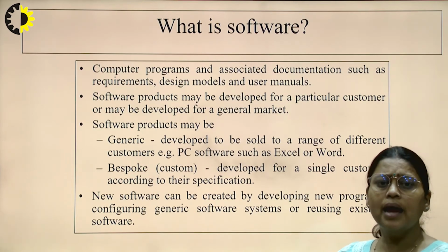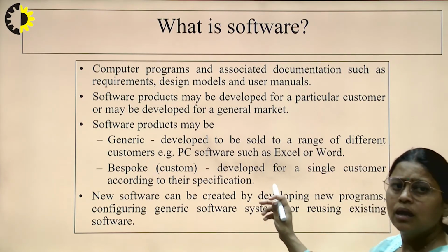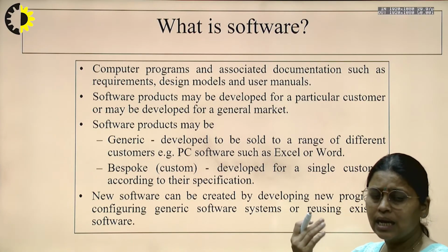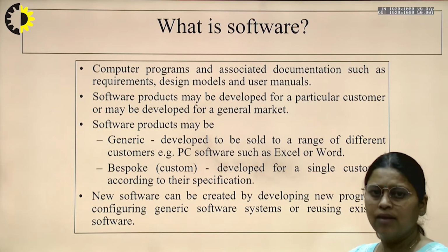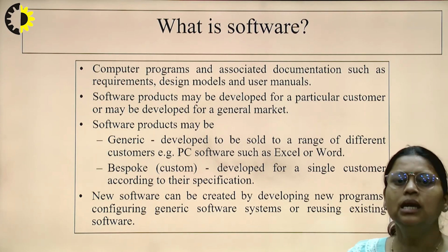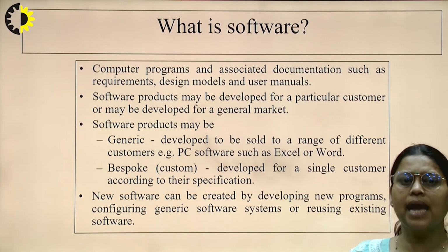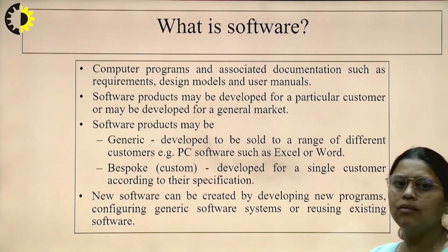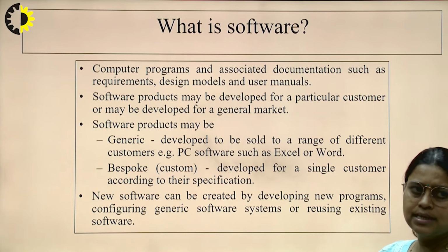Now the second category of software is the custom category. Custom softwares are designed for a specific need, or the need of a single customer, according to their specification. For example, as I have discussed, if I want software for my college, then it will be implemented as per my need. So it comes in the category of custom software. Now new softwares can be created by developing new programs, configuring generic software systems, or using some existing softwares.